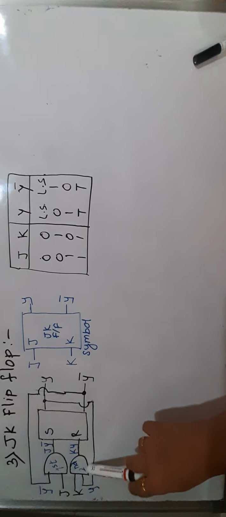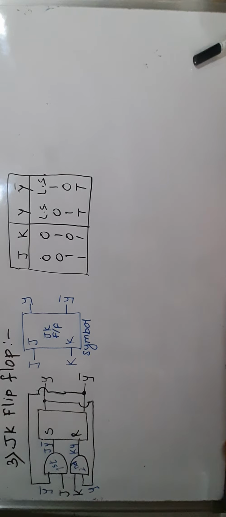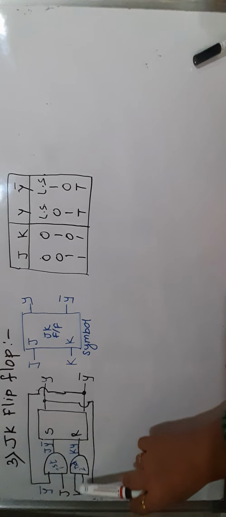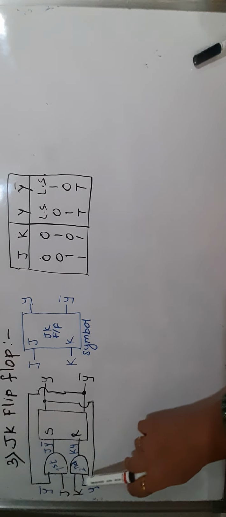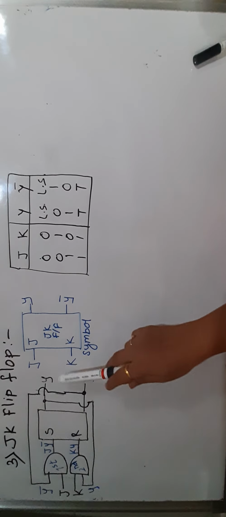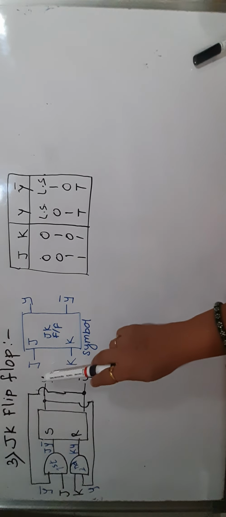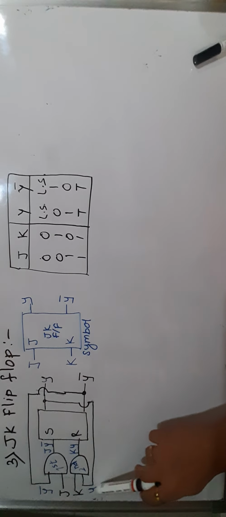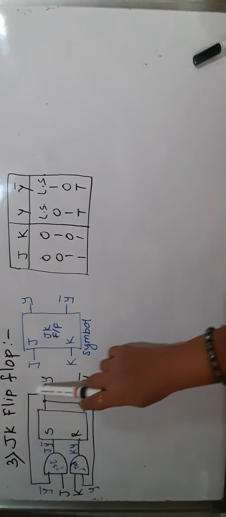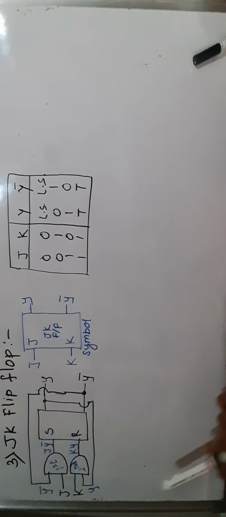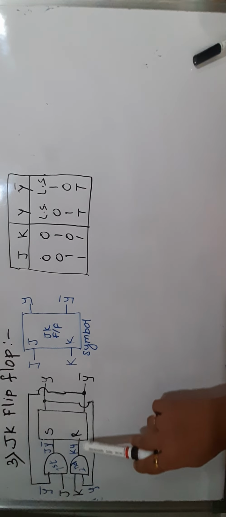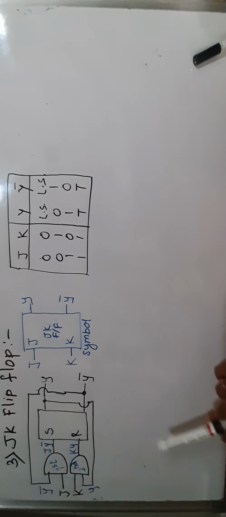Now two AND gates are used, first AND gate and second AND gate. The input J is given to the first AND gate, K is given to the second AND gate. Now the second inputs for the AND gates are taken from the outputs Y and Y bar. The output Y is given as input to the second AND gate, and output Y bar is given as input to the first AND gate. So we can say S equals J Y bar and R equals K Y.